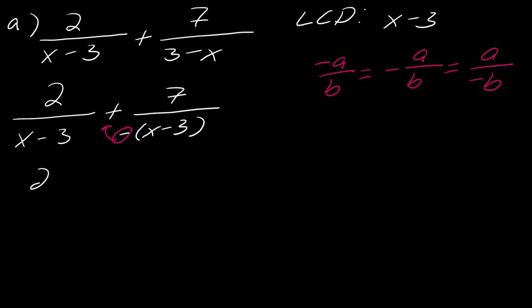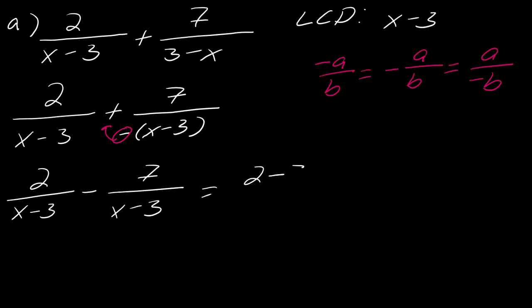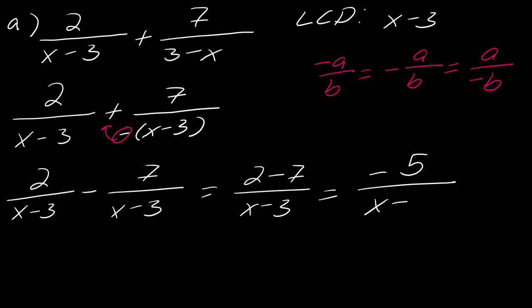So this will actually become 2 over x minus 3 minus 7 over x minus 3, and now you can just finish this, right? So this is just going to be 2 minus 7 over x minus 3 to get -5 over x minus 3. Okay, so with that in mind, let's try the other two.